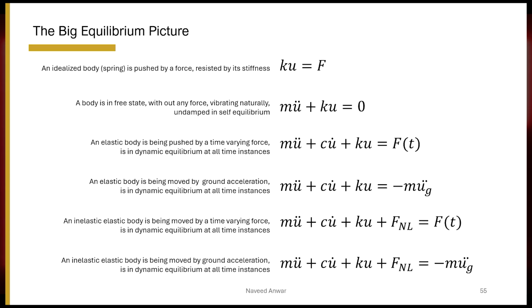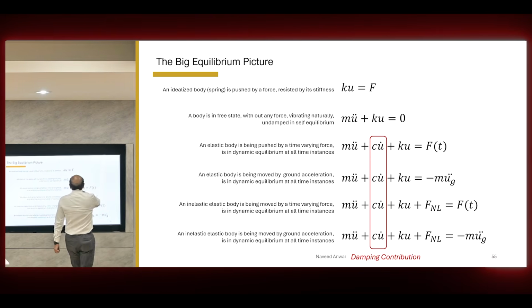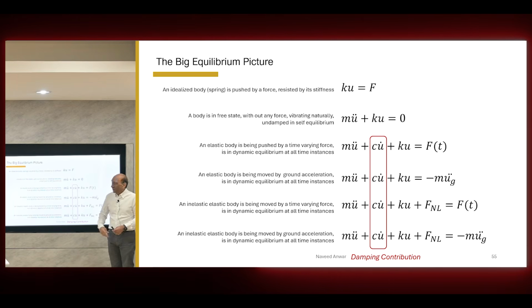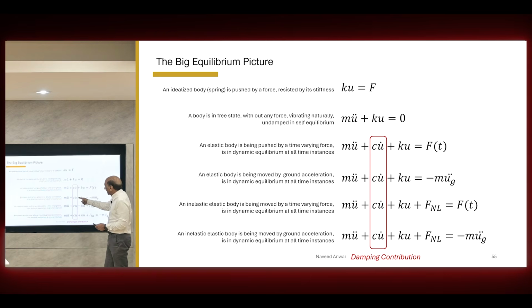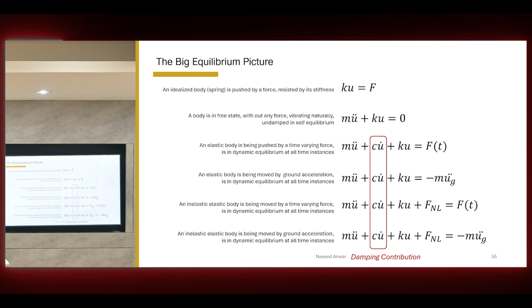So these equations you need to understand. And now what is common in these equations is damping, starting from here. So this one doesn't need damping because it's idealized. This body is not real. So it's a spring. This one is natural, undamped, so it doesn't need damping, but everything else needs damping. So now the question is, what is damping? And it's multiplied by velocity, and it's a force. So damping multiplied by velocity is a force component generated by the body itself.